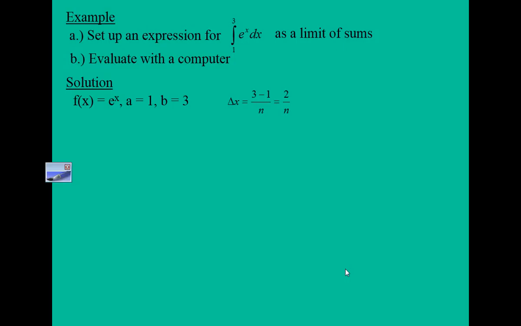So calculating our delta x, we'd have 3 minus 1 over n, so 2 over n is the width of each rectangle. And our x sub i, since our starting point is 1, we would have 1 plus 2i over n for our x sub i.